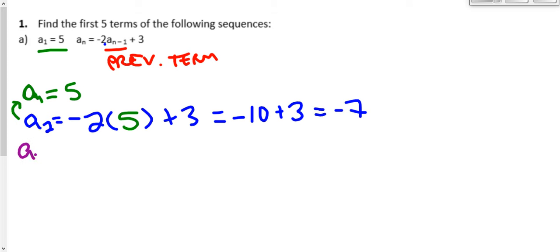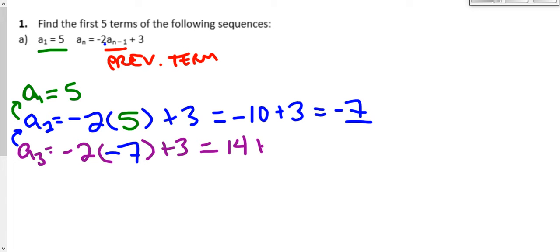Let's go ahead and find a sub 3. We're going to have to do negative 2 times the previous term plus 3. And this time, the previous term is a sub 2, which was negative 7. So we'll plug that in there. Negative 2 times negative 7 is positive 14. If we add 3, we get 17. And we can see the pattern here as we move along.